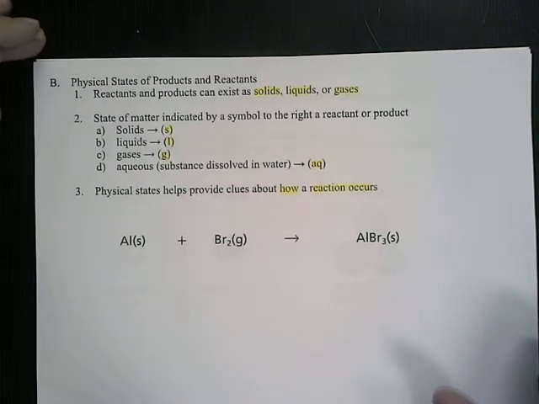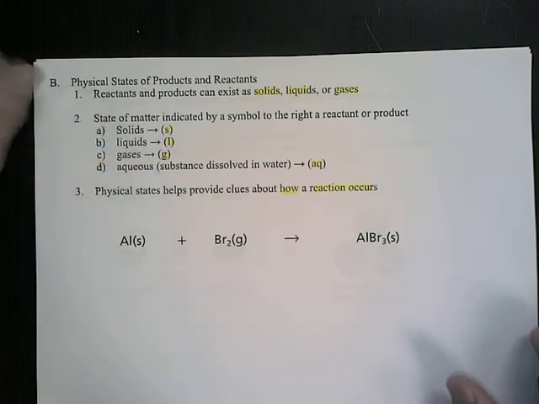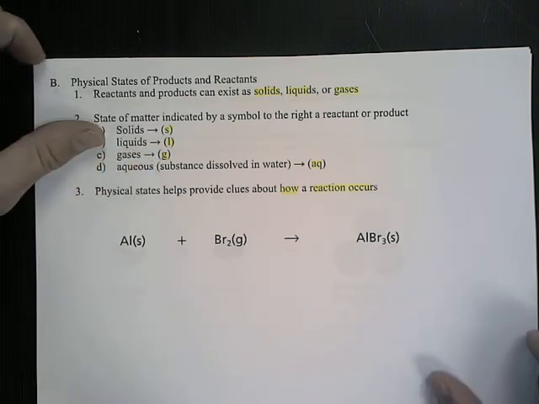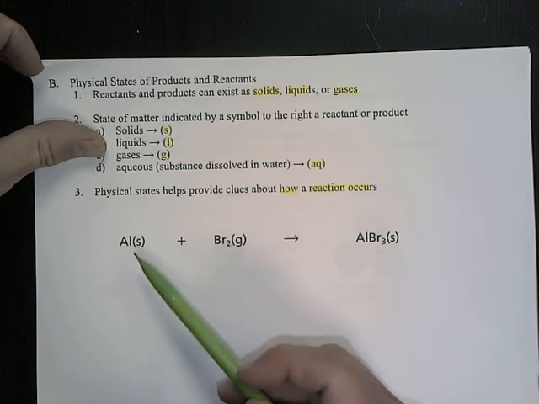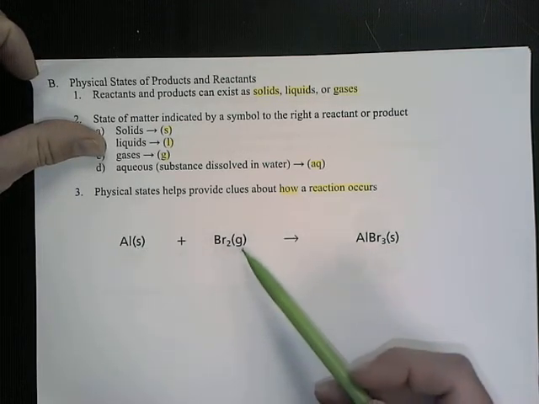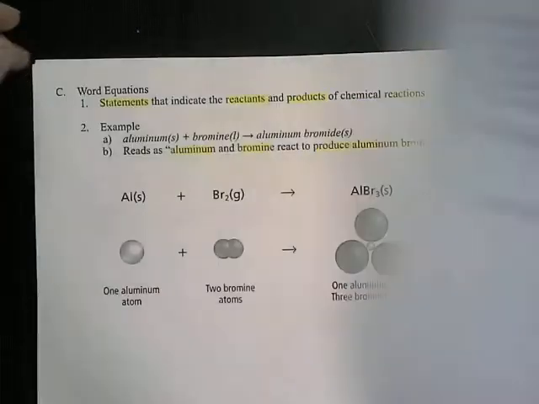What we also need to keep in mind here is that the states of matter of each chemical substance in an equation need to be represented. So you can see here we represent the states of matter by these following 4 symbols. Again, this is located in parentheses to the right of the substance that we are dealing with.